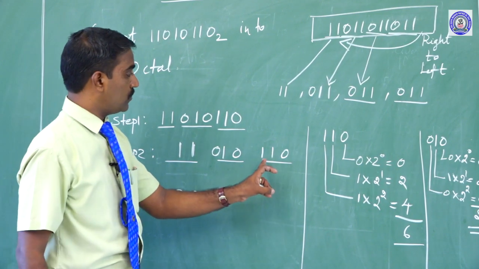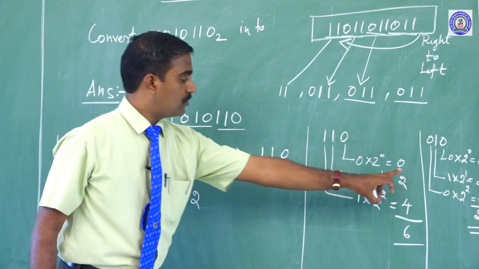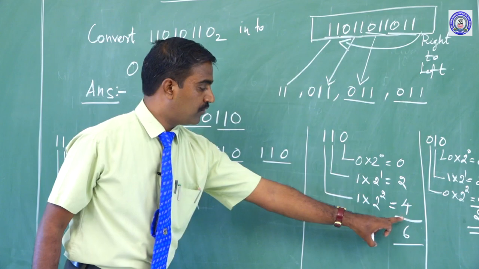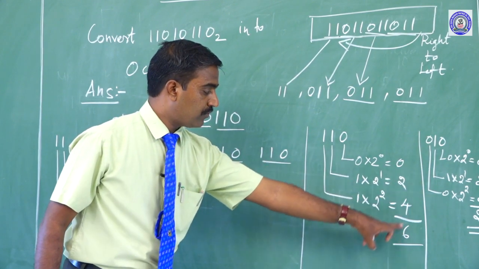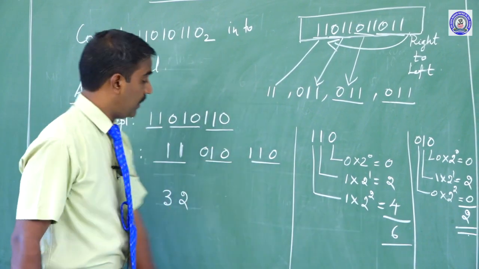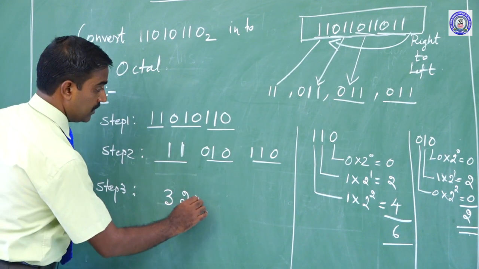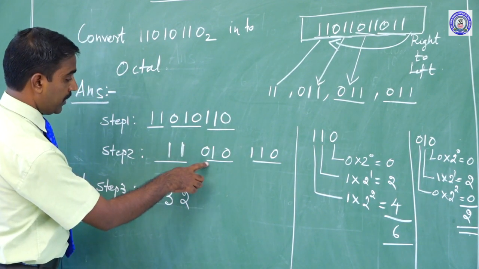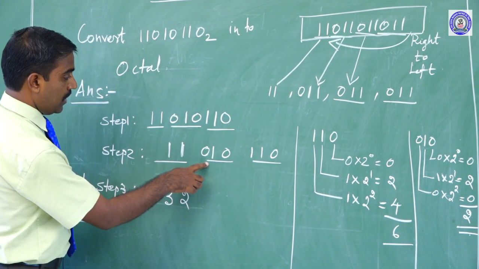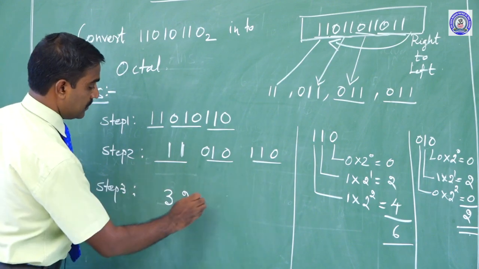Here 1 1 0. So 0, 2, and then 4. Adding these, the final answer is 6. Okay. Therefore we should write it properly; this one is already finished. Now 1 1 0 means 6.